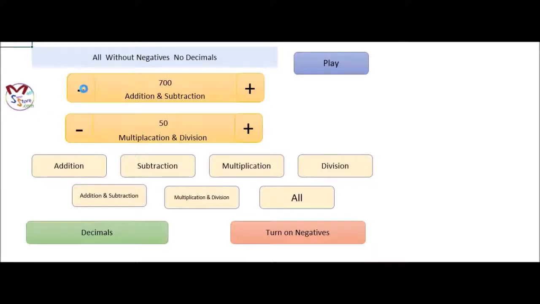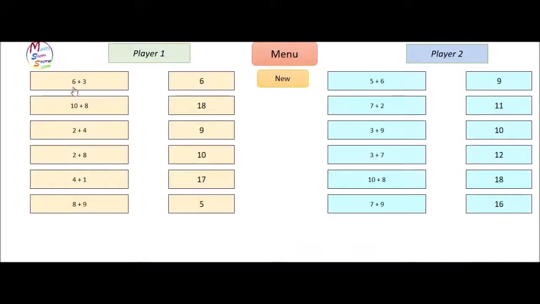But for the next class, I want to do really easy addition, or maybe for primary school. So we select no negatives, no decimals, and we want addition. So select the addition. Now we're going to play the game, and it's nice and easy. So we select 6 and 3 is 9, whatever that is, and 2 and 4 is 6.